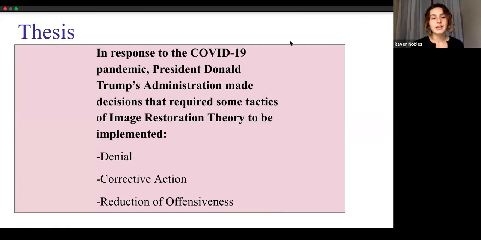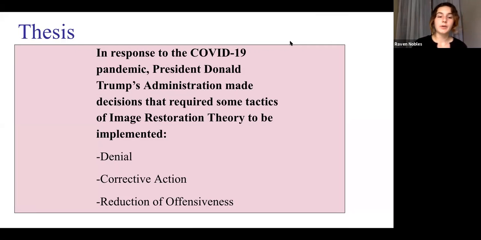Within this case study, we wanted to focus on President Donald Trump's administration due to the pandemic happening during his regime as president. And through looking at the crisis through the lens of image restoration theory, we came to the conclusion that President Trump focused on denial, corrective action, and reduction of offensiveness.